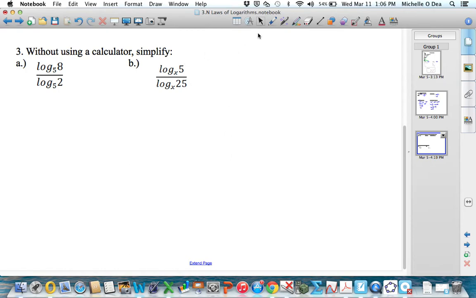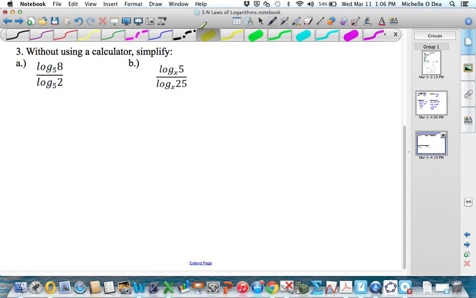Now, what's important here, you cannot just cancel them out, because log of 8 base 5 is a number and log of 2 base 5 is a number. So you cannot cross out and cancel out the 8 and the 2. The only time you can cancel is if you have exactly the same thing on the top. So we can try and use our log rules to help us get the same thing on the top.